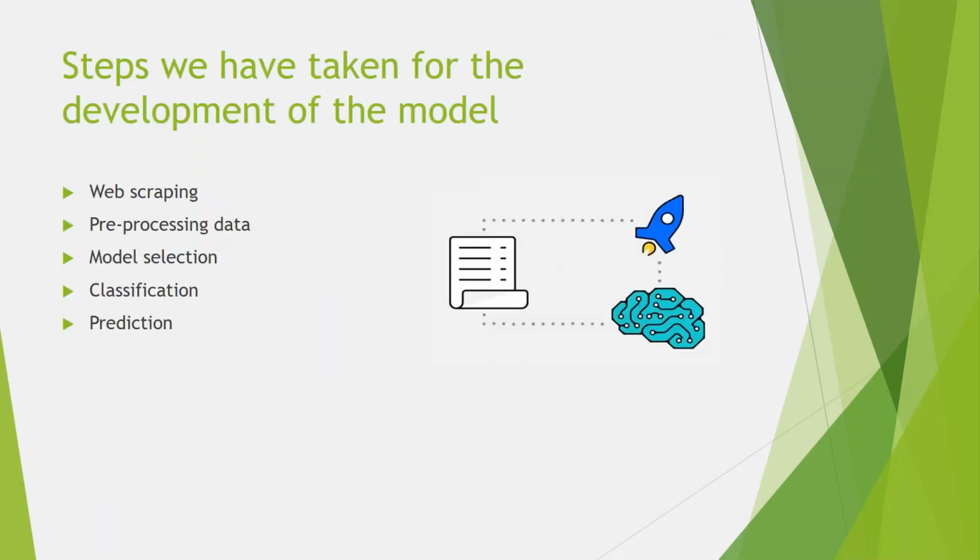To develop such a model, we took the following measures. Firstly, web scraping, that is gathering necessary online data as conversations. Next, we pre-processed that data to make it trainable. This was followed by choosing a required model and training it for classification. Finally, we take an input from the user and predict based on our trained model, wherein the required terms are tagged accordingly.